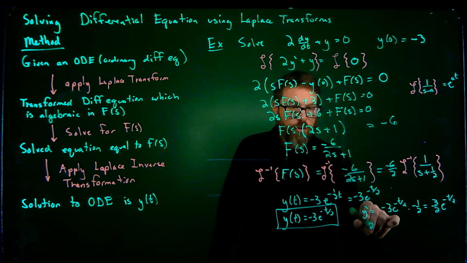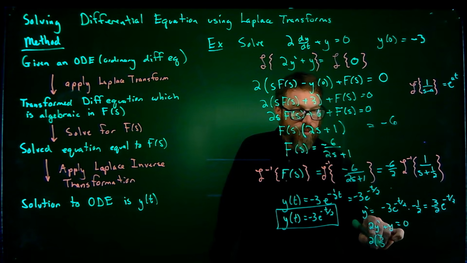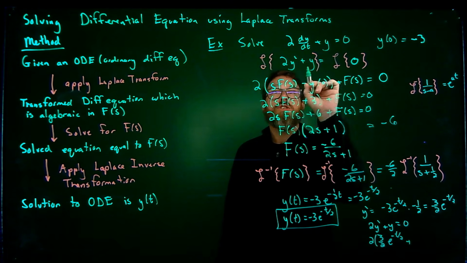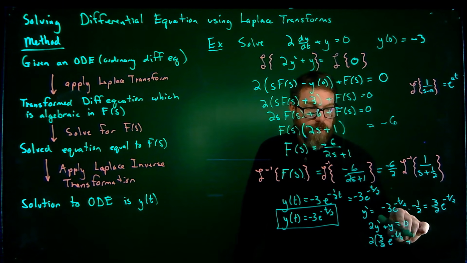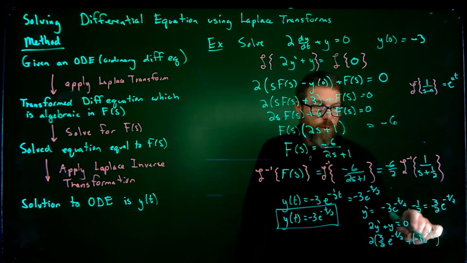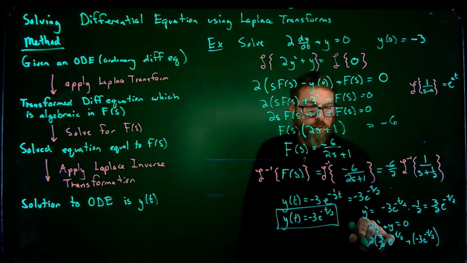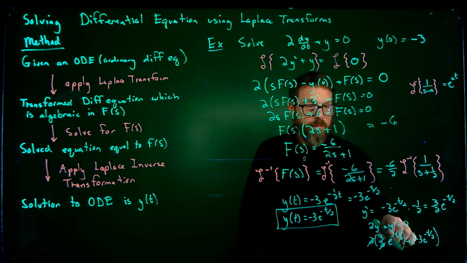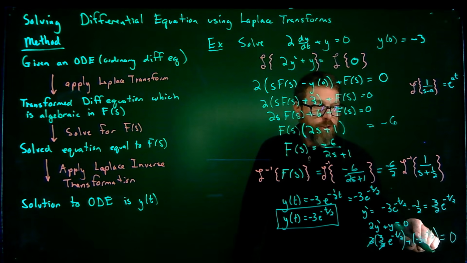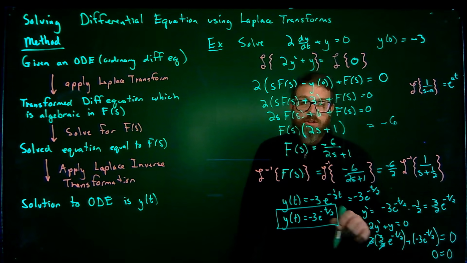I have 2y prime plus y is equal to 0. So 2 times y prime, which is 3 halves e to the minus t over 2, plus the original function, which was this original solution, plus a negative 3e to the minus t over 2. And what we can see is, these will cancel, and these are opposite in sign. So this is true, on both sides I get 0 back. So this is a solution.